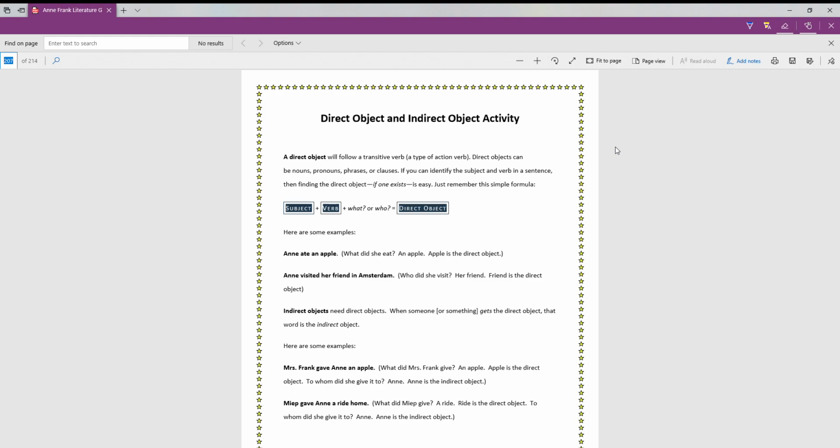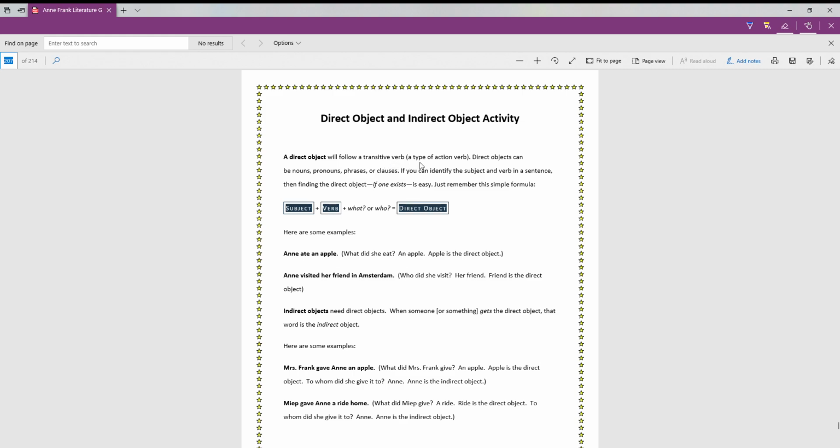Okay. So now that you have a piece of paper, you're going to write down: a direct object will follow a transitive verb. That may not make sense to you, but go ahead and write it down anyway because I will definitely explain it. A direct object will follow a transitive verb. And you're probably thinking, we've talked about linking verbs and helping verbs and action verbs, but what is a transitive verb? I'm glad you asked because I'm going to explain it to you.